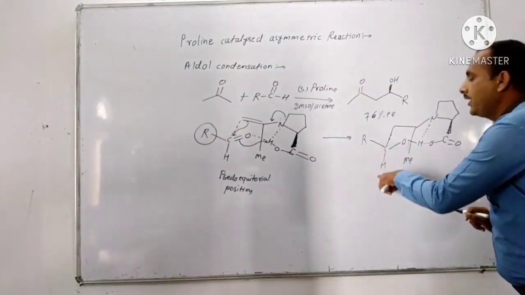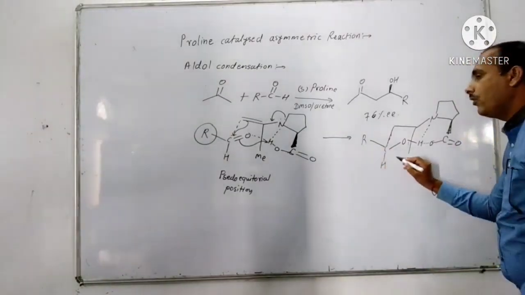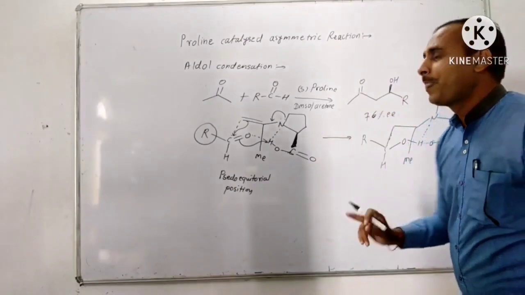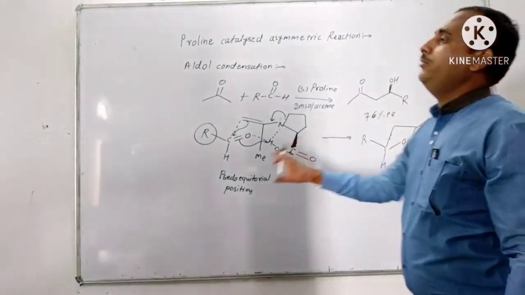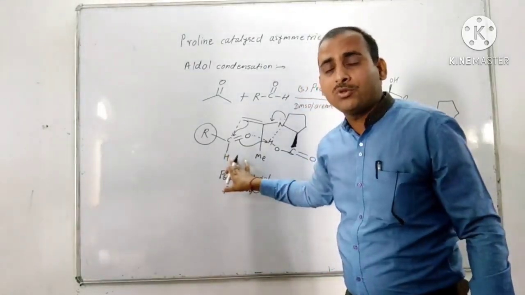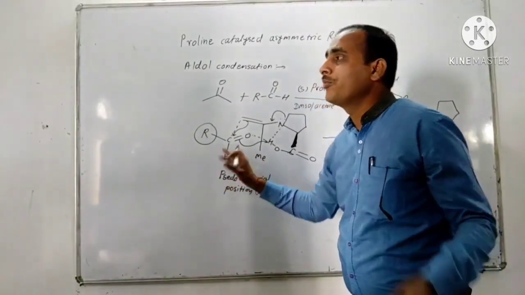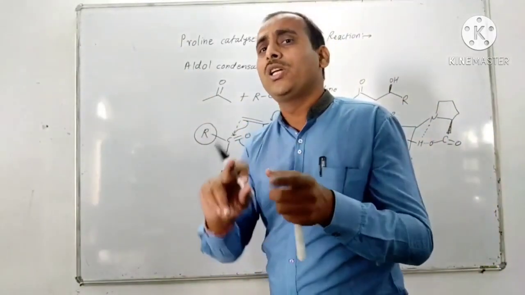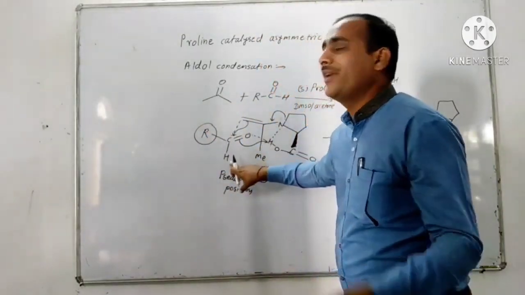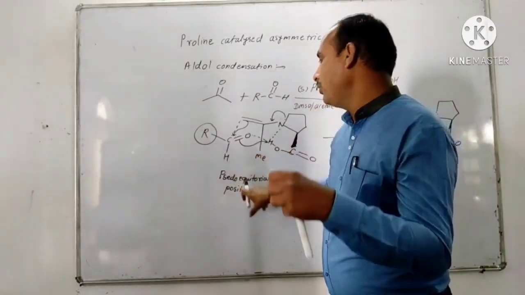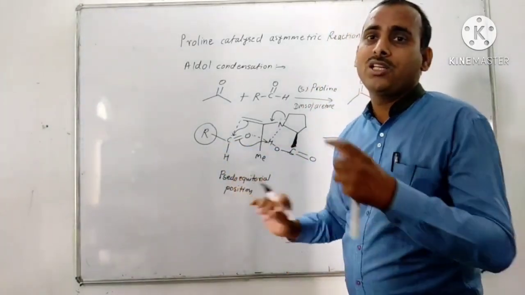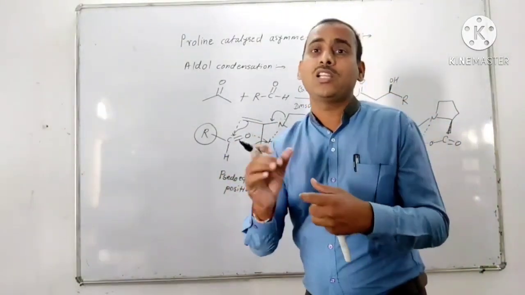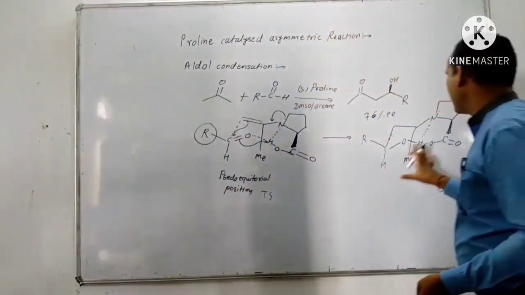Now if this R group is present at the axial position, then there is a 1,3 diaxial interaction. That means there is crowding or steric hindrance due to the 1,3 diaxial interaction if this R group is present at this axial position, and due to this methyl and this R group there are 1,3 diaxial repulsions, and therefore this intermediate with R group at axial is not favored. So the R group must be present at the pseudo equatorial position, that is the favored transition state. And this transition state is a re-face transition state, and therefore this product is obtained.